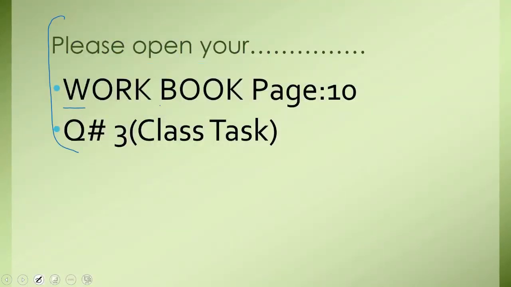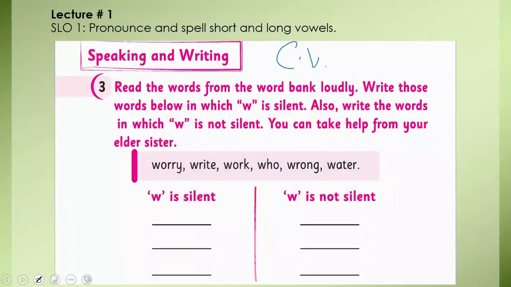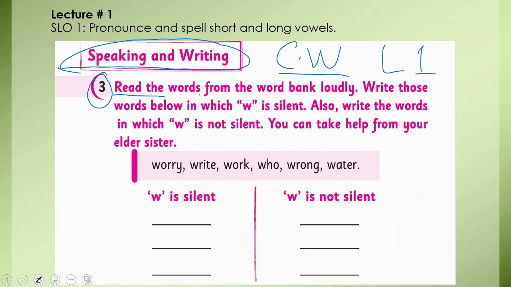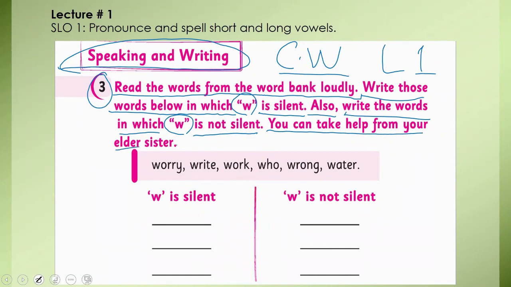Let's have some more practice on workbook page number 10. This is your class task. On page number 10, you can write class task for lecture number 1. The skill which is mentioned here says speaking and writing. Question number 3. Read the words from the word bank loudly. Write those words below in which w is silent. Also write the words in which w is not silent. You can take help from your elder sister.